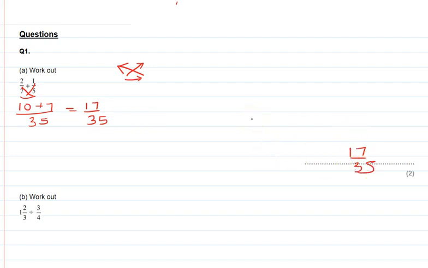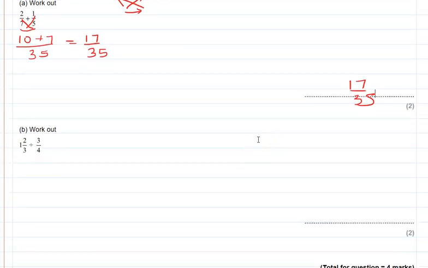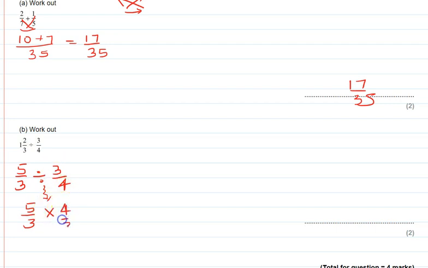If you see the next question, it is given 1 and 2 over 3, division sign, 3 over 4. So let's change it into a fraction. 3 times 1 is 3 plus 2, 5. So it is 5 over 3, division sign, and 3 over 4. What we need to do is keep the first fraction the same, change this division sign to a multiplication sign, and flip it. So it is 4 over 3.